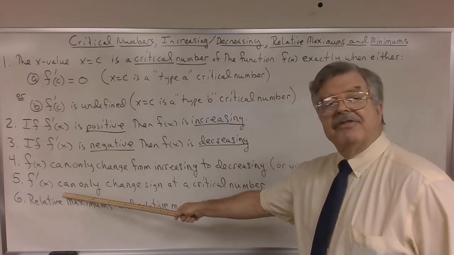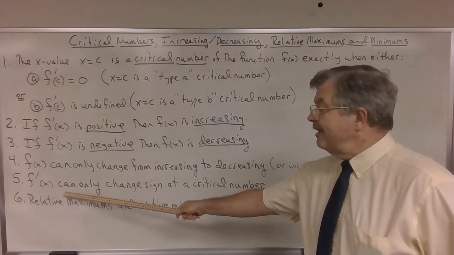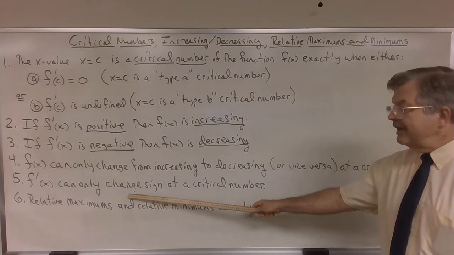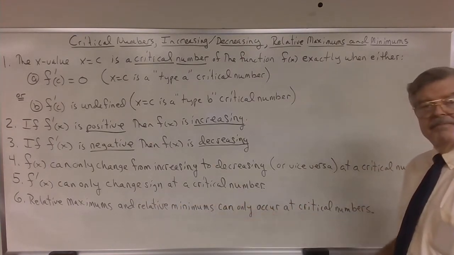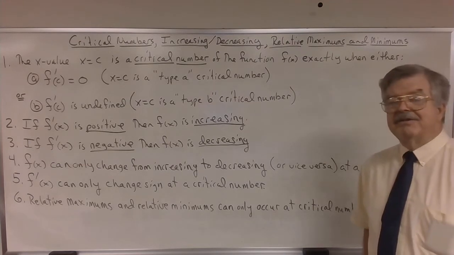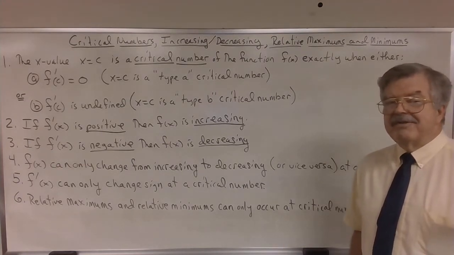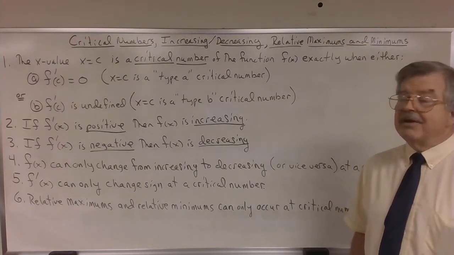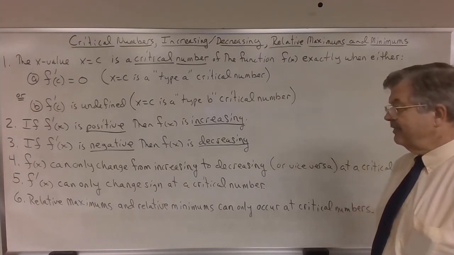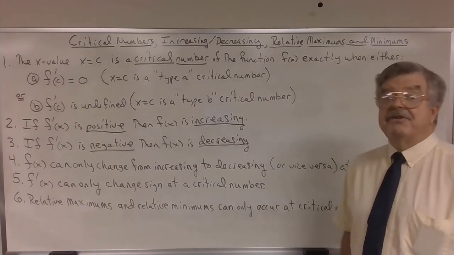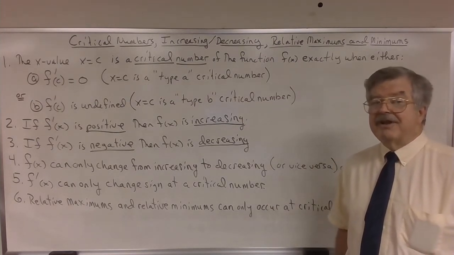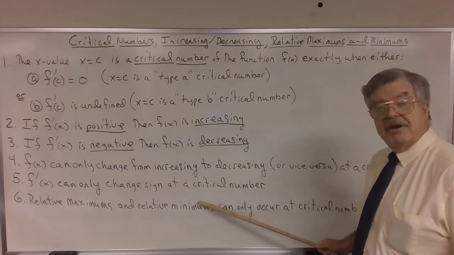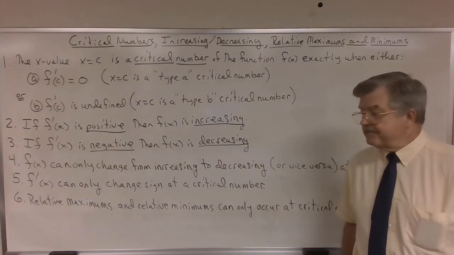f prime of x, the sign plus or minus of the derivative f prime of x, can only change sign at a critical number. So if we don't have any critical numbers, the derivative can't change from positive to negative or negative to positive. And if the derivative does change sign from positive to negative or negative to positive, we have to have a critical number right there where it changes sign.